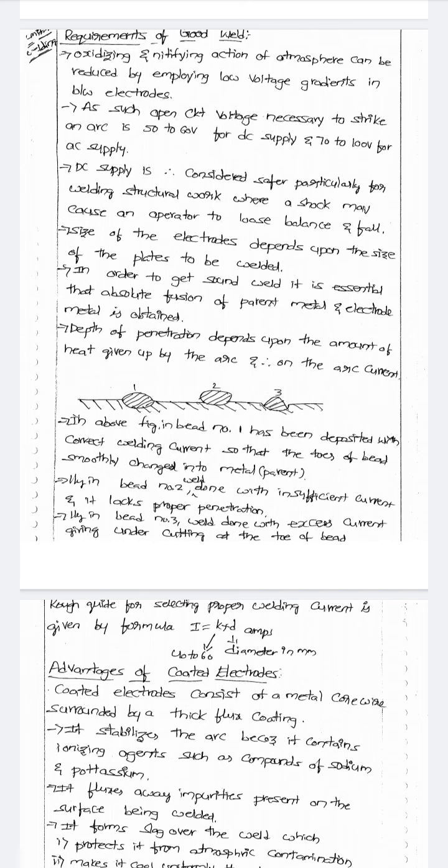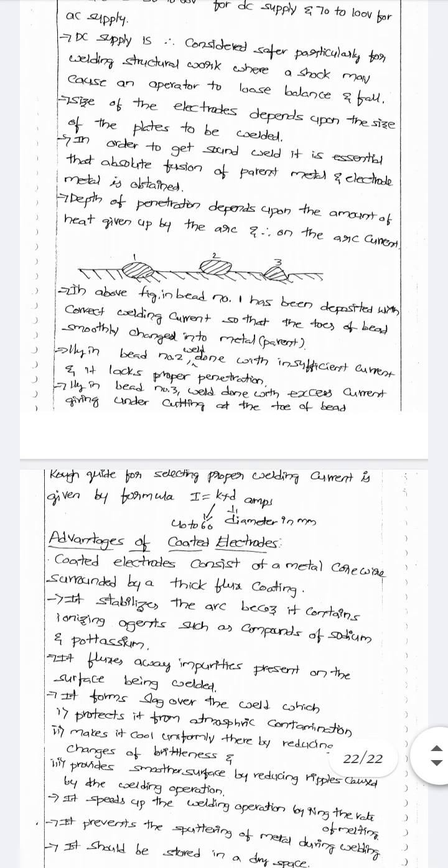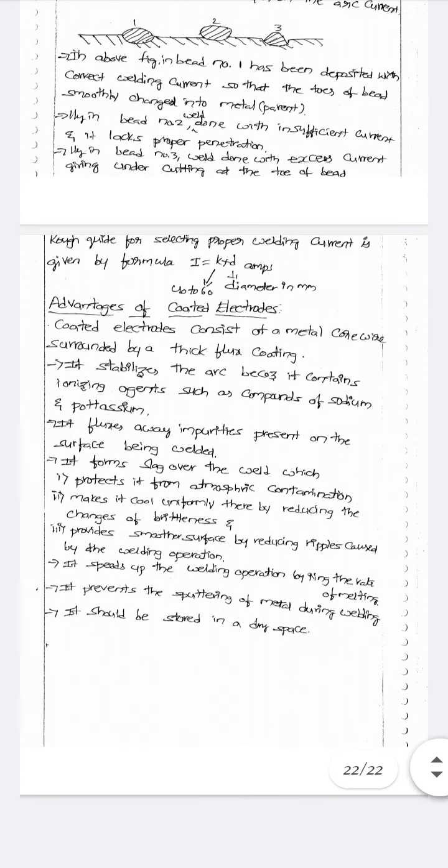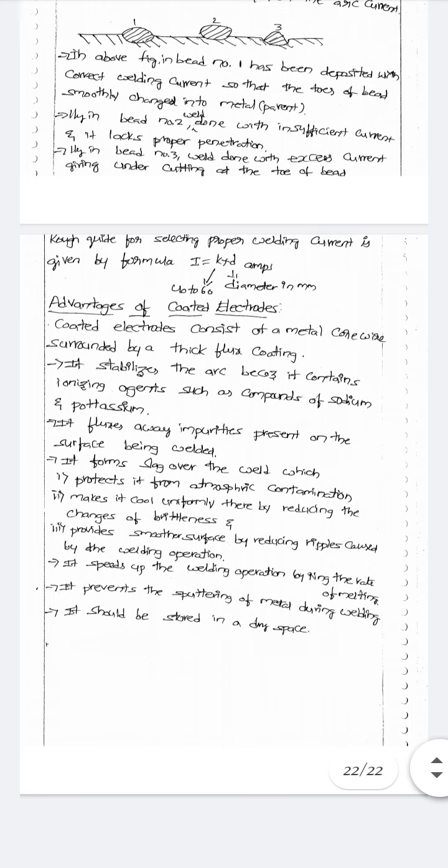In order to produce absolute fusion of the parent metal and electrode metal, the welding current is chosen accordingly. Similarly, the number of runs of the weld depends on the current, and the welding current is equal to K times the diameter in amps.